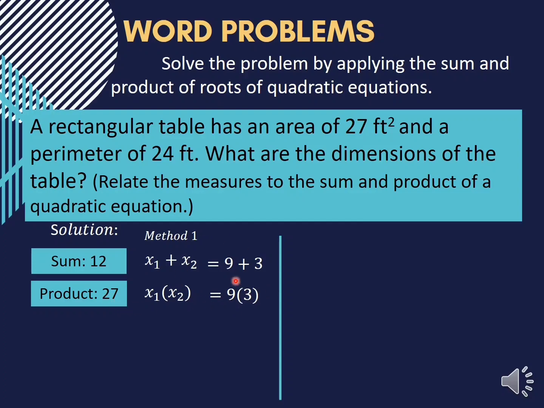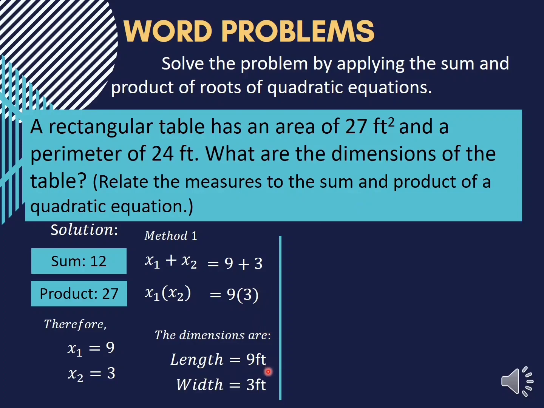So, here, we can see that the two numbers are 9 and 3. Therefore, x sub 1 is 9 and x sub 2 is 3. The sum is equal to 12 and the product is equal to 27. Now, what are the dimensions? We can't just say x sub 1 and x sub 2, because in a word problem, we need to give what is asked, the dimensions. So, therefore, the dimensions are the length is equal to 9 feet and the width is equal to 3 feet. Okay? So, that is method number 1, by guessing.